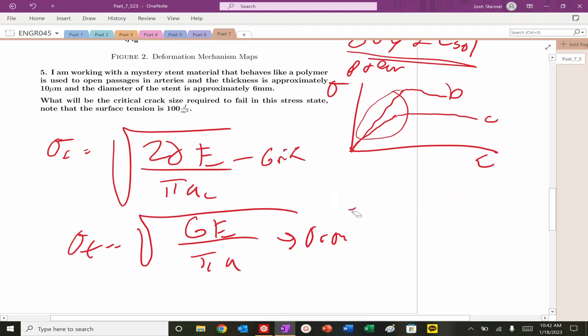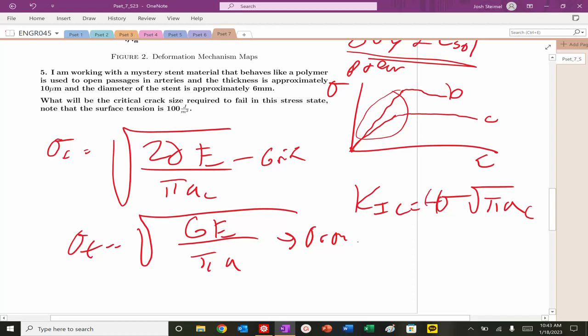K1C equals, I think, a factor, but we can just do square root pi A. That is correct. Pi C. And there's like a prefactor there.